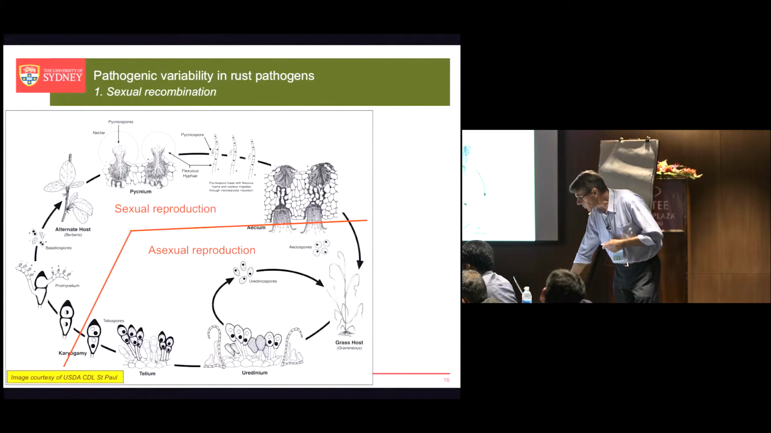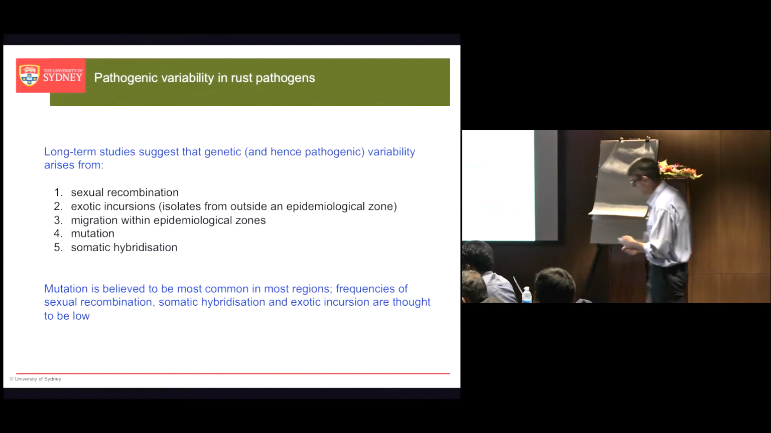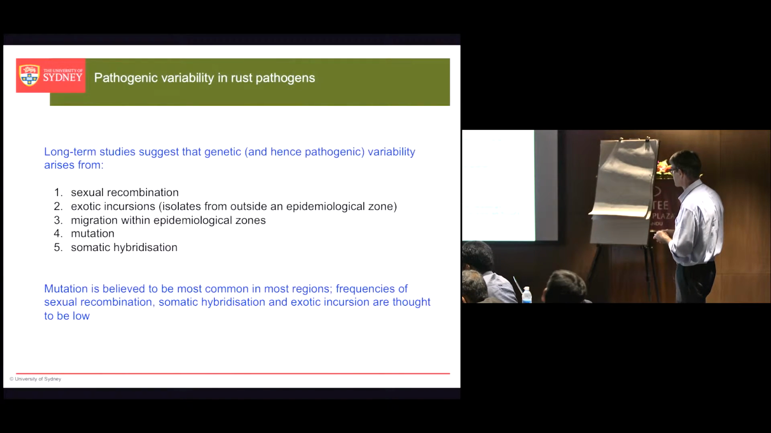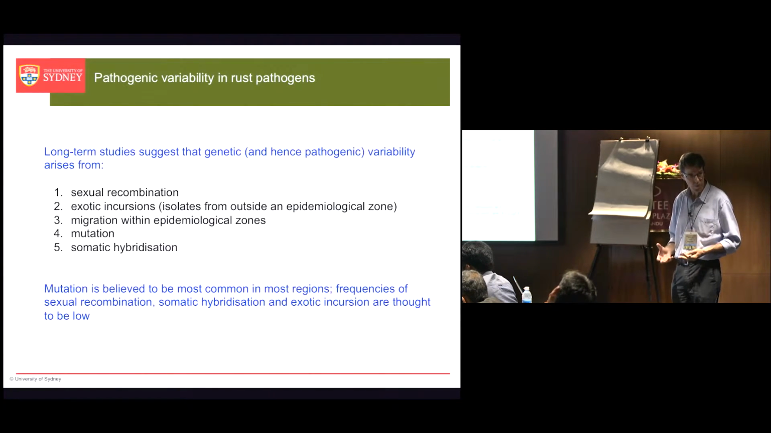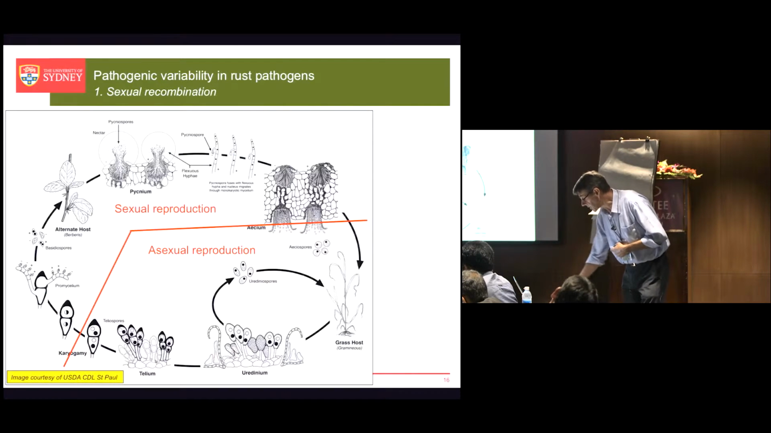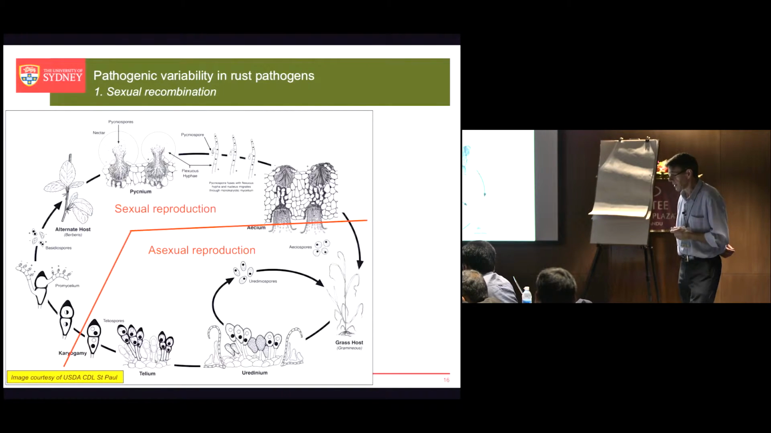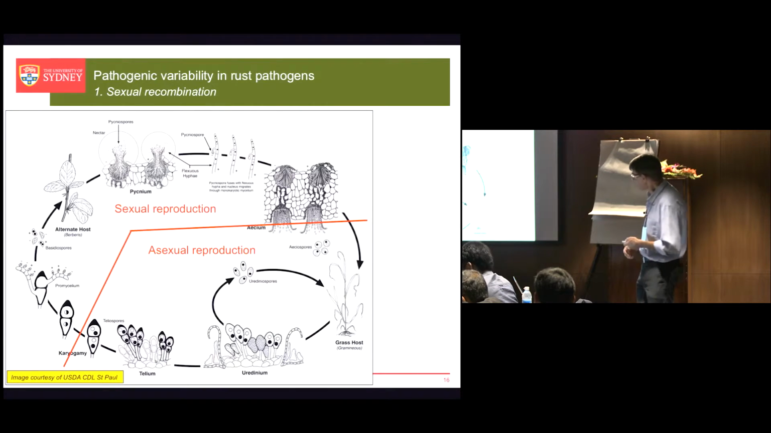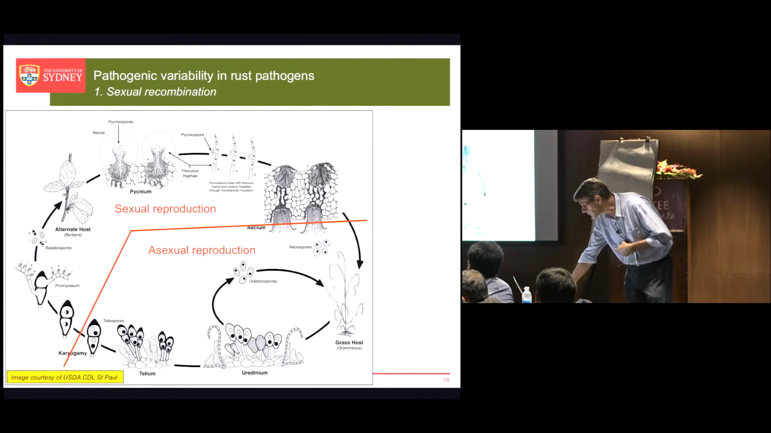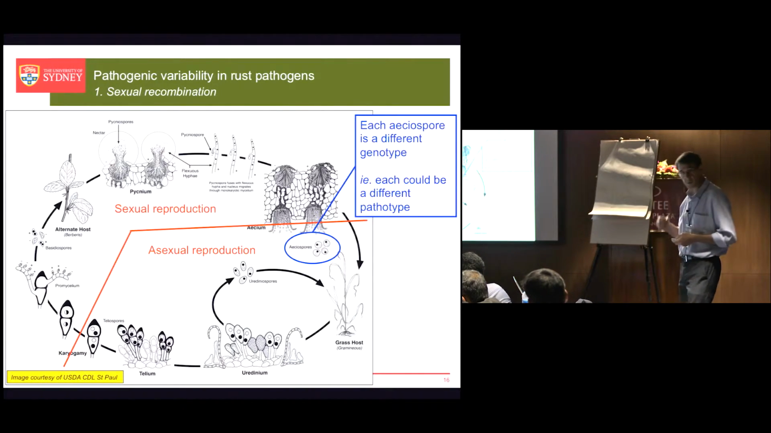Now, what I'm going to do now is just go through and discuss each one of these, okay? From 1 to 5, each one of these processes. So first of all, and you've had a pretty good go on this today already, sexual recombination. This is the wheat stem rust life cycle. And here are the aeciospores that are coming off Barberry, right?